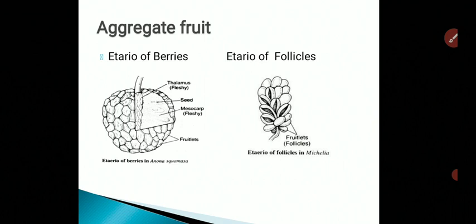The second type of aggregate fruit is etaerio of follicles. Here the fruitlets dehisce by their dorsal suture and are grouped on an elongated thalamus. Look at the diagram: here is the etaerio of follicles in Michelia champaca. Now we know the meaning of berries and follicles. Follicles are generally dry dehiscent fruits, while berries are fleshy and indehiscent. So they are divided on this basis, that is etaerio of berries and etaerio of follicles.